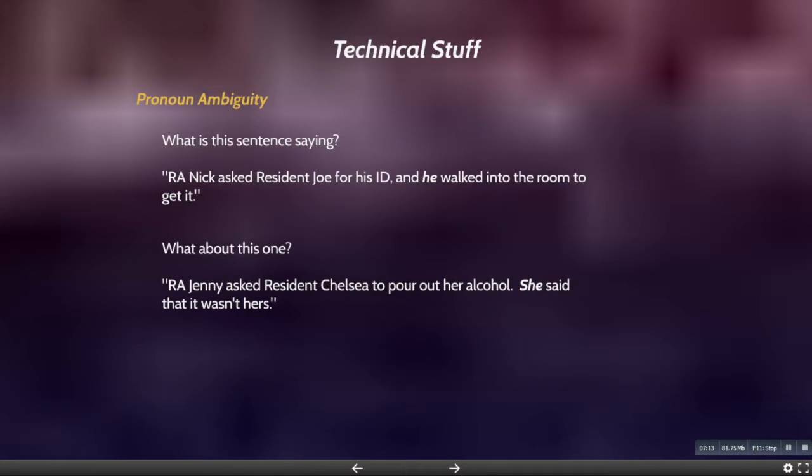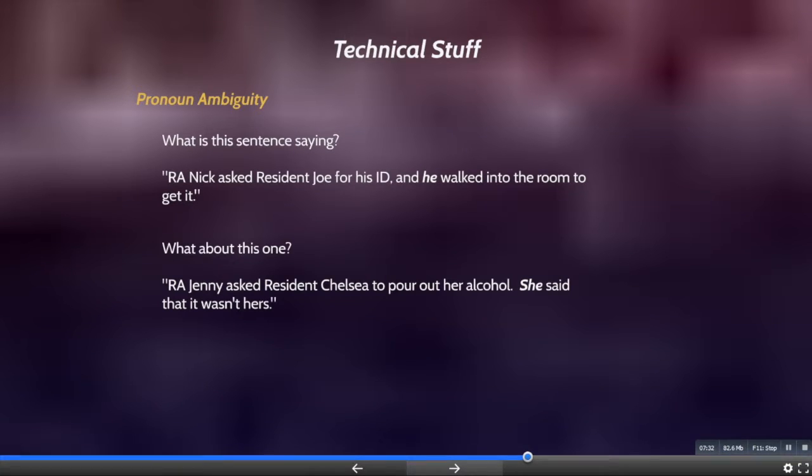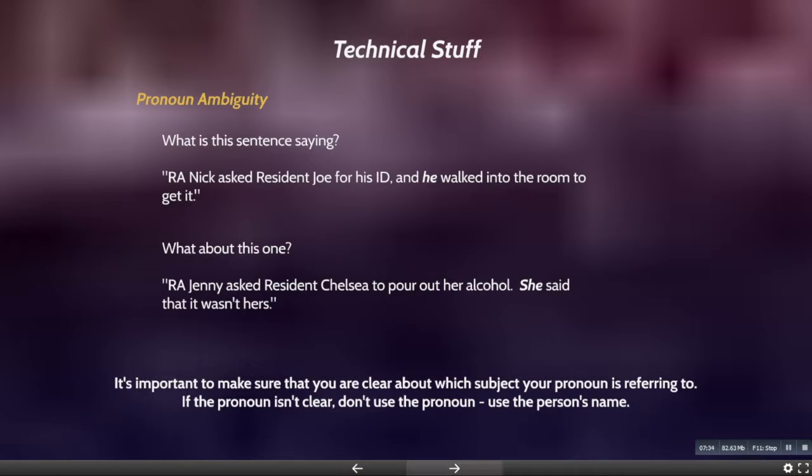Now consider if R.A. Jenny asked resident Chelsea to pour out her alcohol, she said that it wasn't hers. Again, we don't really know who is saying what and who is doing what and who the alcohol belongs to. It's very difficult to determine who is responsible when we have this ambiguity. So it's important to make sure that you're clear about which subject your pronoun is referring to. If it isn't clear, don't use the pronoun, use the person's name instead.